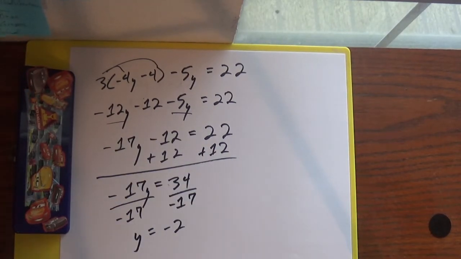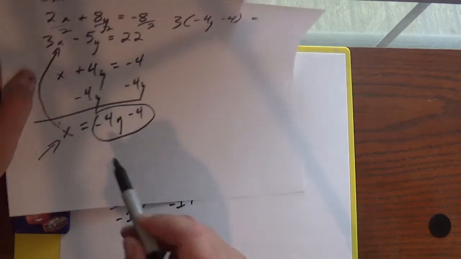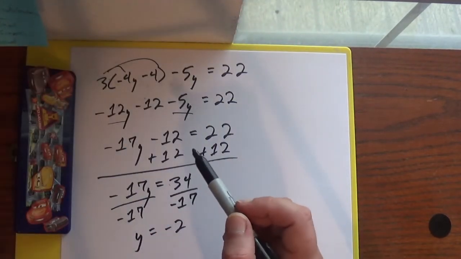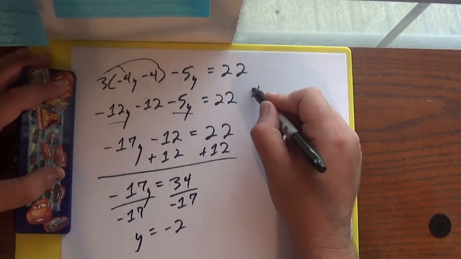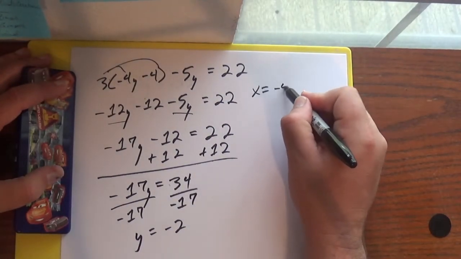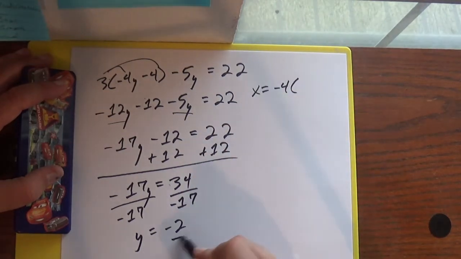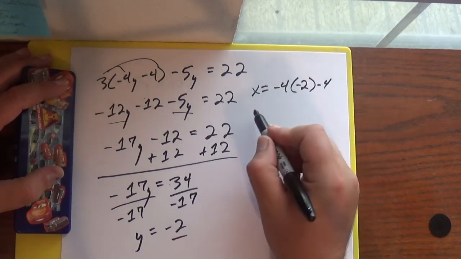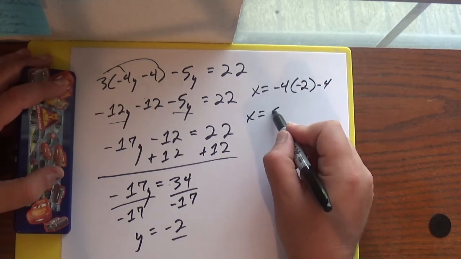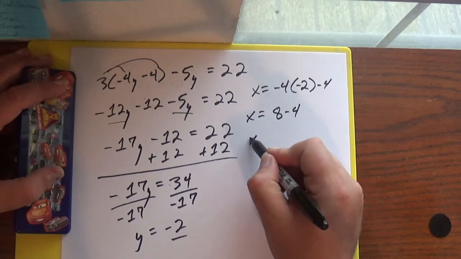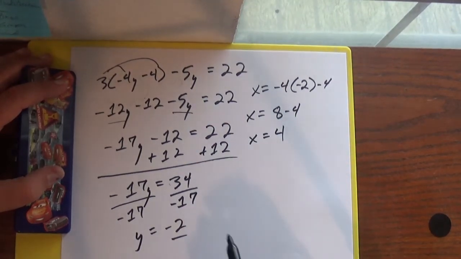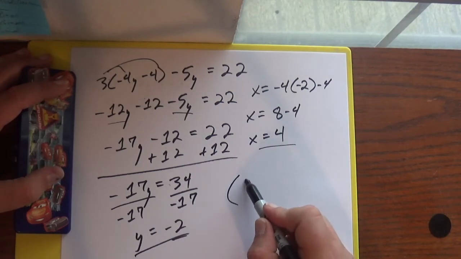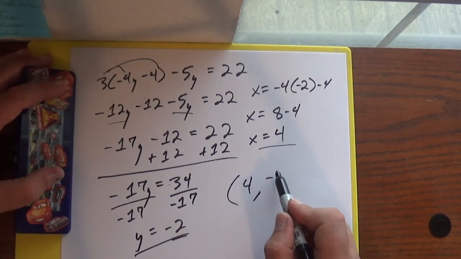I still need x. So x was by itself here. I'm going to use that equation. So x equals negative 4, and instead of y, I'm putting this in there. Negative 2 minus 4. So x is 8 minus 4. So x is 4. And now I've got my x, I've got my y, so I just put them together. So my solution is 4, negative 2.